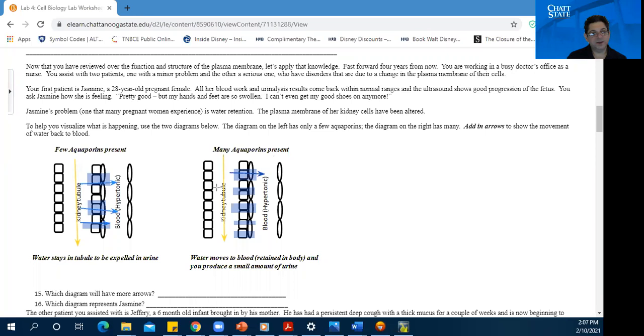So that's what's happening here with Jasmine. She's reabsorbing more water. So the picture clearly indicates where are there more arrows? Over here, right? More water movement on the right. Which diagram represents Jasmine? She's pregnant. So yes, this one's Jasmine on the right, more aquaporins. Any questions on that one? Okay.